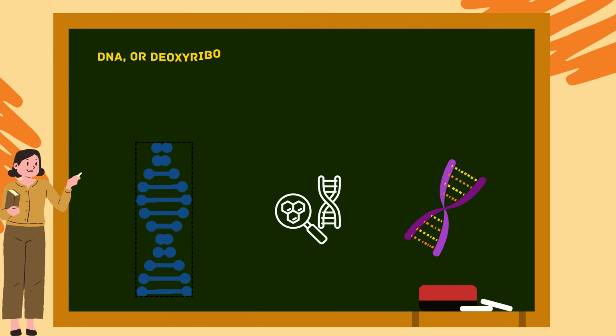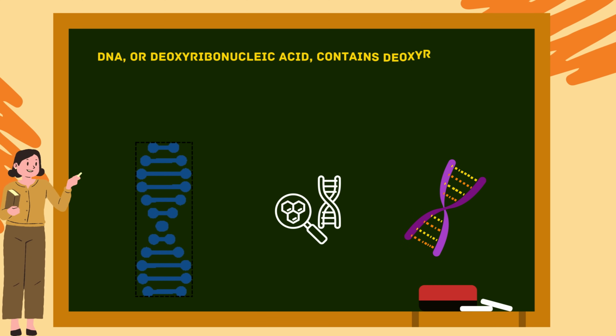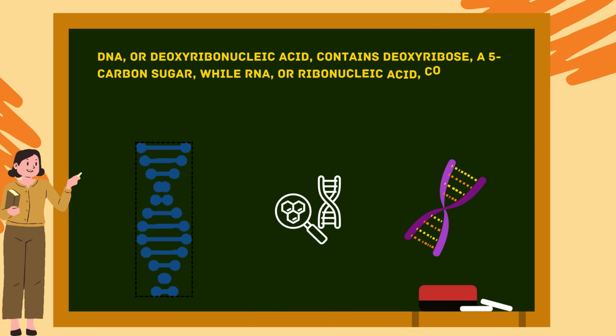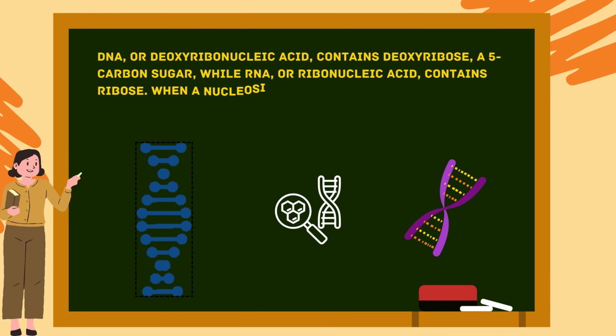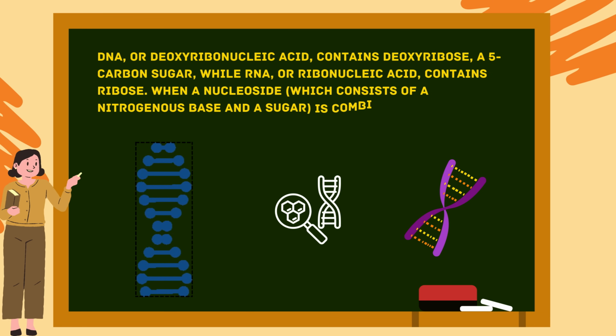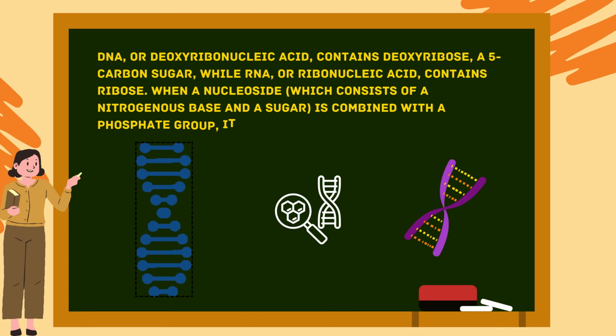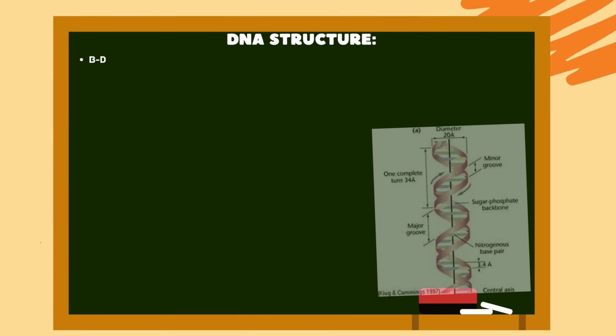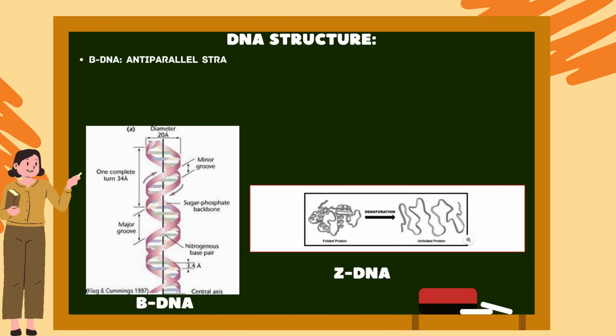Next is DNA or deoxyribonucleic acid. DNA contains deoxyribose, a 5-carbon sugar, while RNA or ribonucleic acid contains ribose. When a nucleoside, which consists of a nitrogenous base and a sugar, is combined with a phosphate group, it forms a nucleotide. DNA structure. B-DNA.